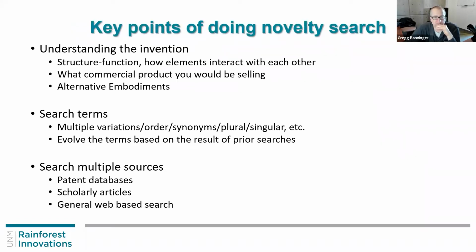So, some of the key points, and I'll dig deeper into each of these in future slides. Some of the key points of doing a novelty search: I think the most important thing is understanding your invention, understanding your property lines. What are the structure and function, and how do the elements interact with each other? I think it's very important to envision what you would sell.